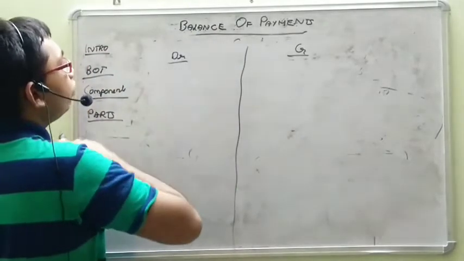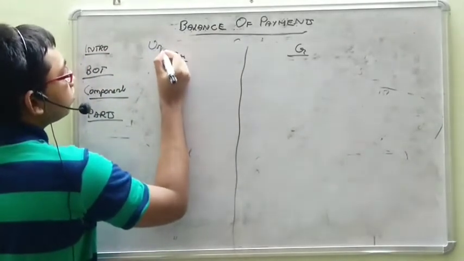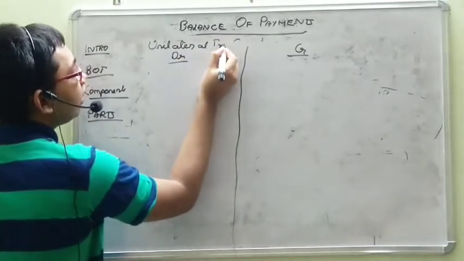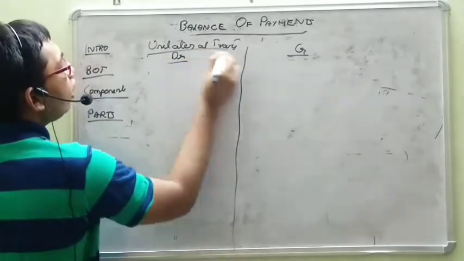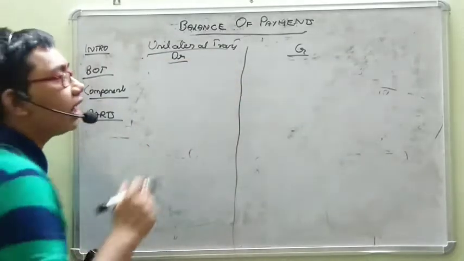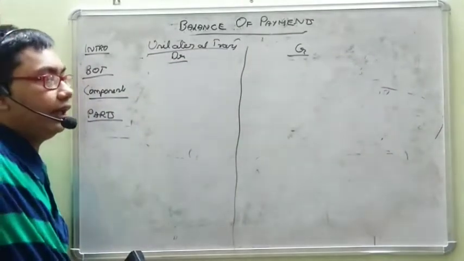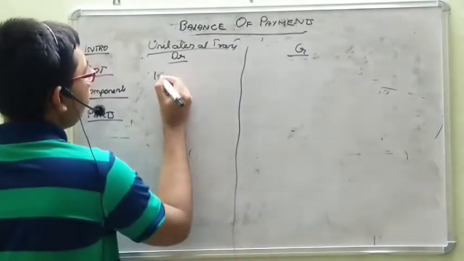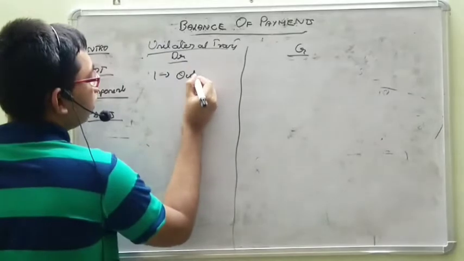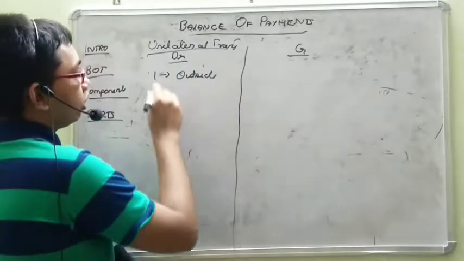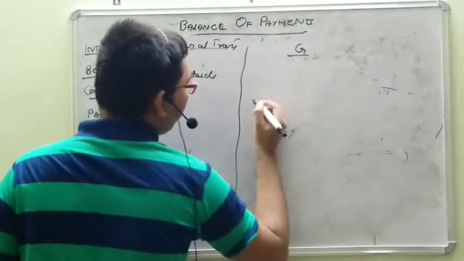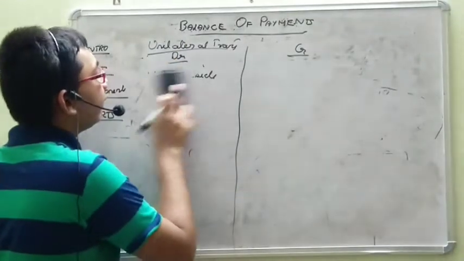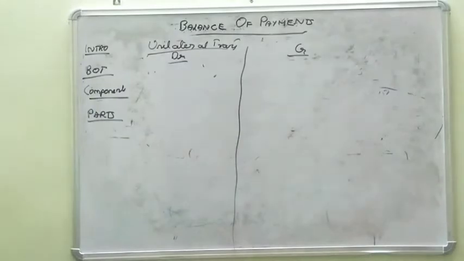Then we have the unilateral transfers account. Here what happens? Any unilateral transfer made from our country to outside will be included here on the debit side, and transfers from outside to our country will be included on the credit side. Okay. Then what is the third?